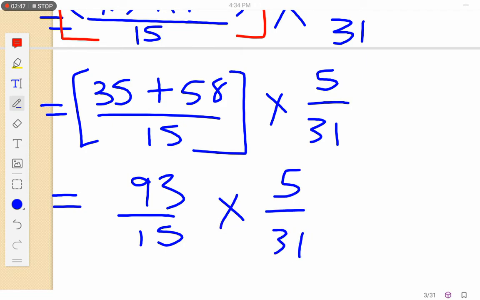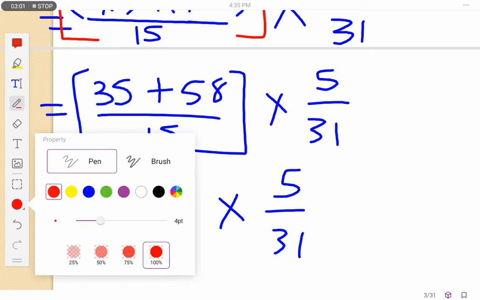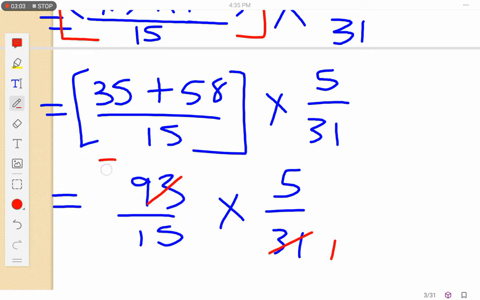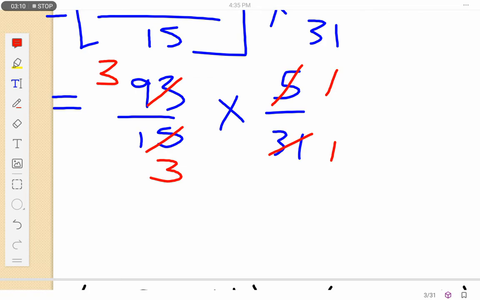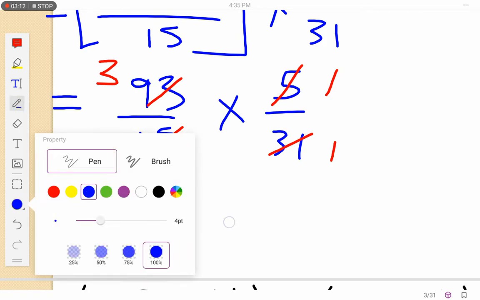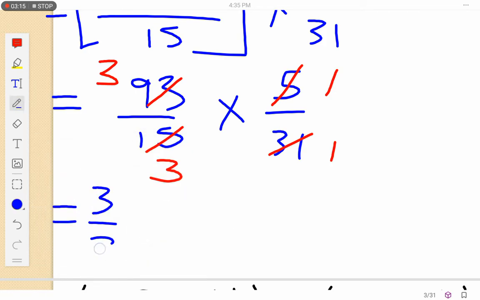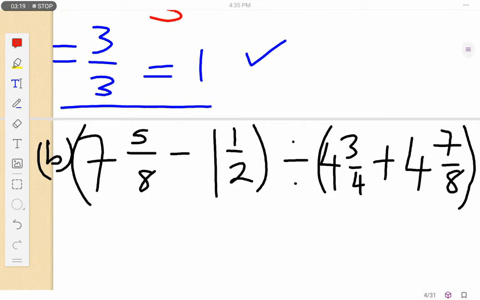Okay, and 93 divided by 31, it goes in 3 times there. 31 here, 31 here, 3. Okay, 5 here, 1. 5 into 15, 3. Okay, then we have 3 over 3, we get 1 there. So our answer here is coming out as 3 over 3, which is equal to 1. So this is the final answer there. Let's look at the next question.